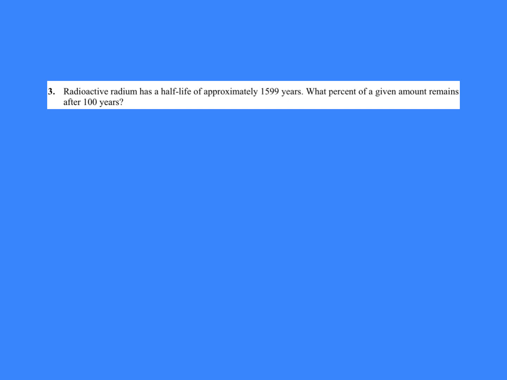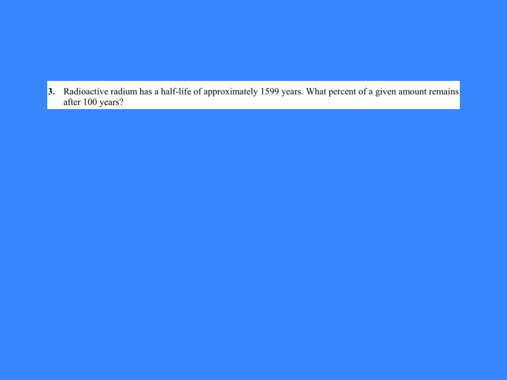It's the radioactivity of radium. Radium is like uranium, it's made of unstable atoms with a nucleus expelling particles, and has a half-life of approximately 1,599 years. What percent of the given amount will exist after 100 years?